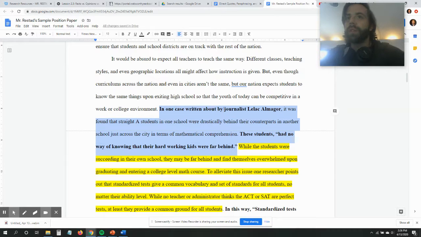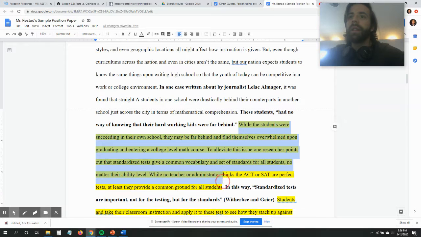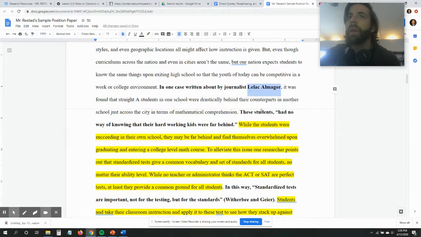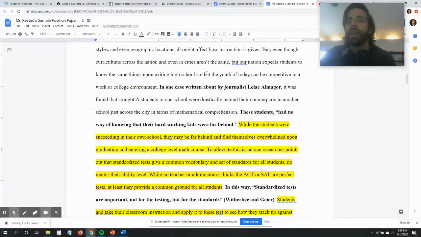Notice how I'm using a signal phrase and then a direct quote. And then I don't stop. I've highlighted this couple of sentences, 2, maybe 3 sentences, that really go in depth to explain how I think this quote from Lilac-Almaguer goes back to support my idea about different classes and how standardized testing might help them unify their instruction.